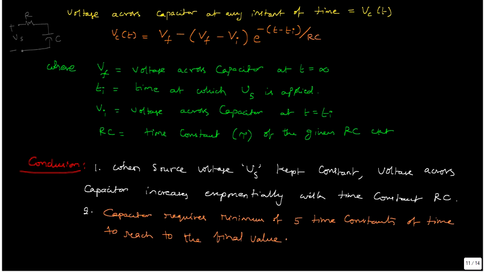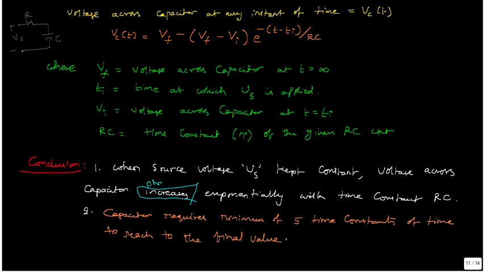Remember this one. First conclusion is, whenever the source voltage is constant, the voltage across the capacitor increases exponentially with time constant RC. Not only increases, or decreases. That is, the capacitor charges, we can call it.